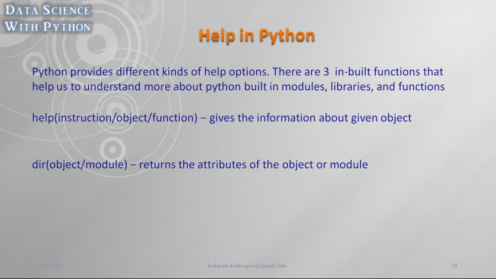It returns the attributes of the object or module. Sometimes we know the object name but we don't know what modules or attributes are available in it. If you want to know that, you can simply use the dir method. Okay, and then type: you can get the type of the object very easily.